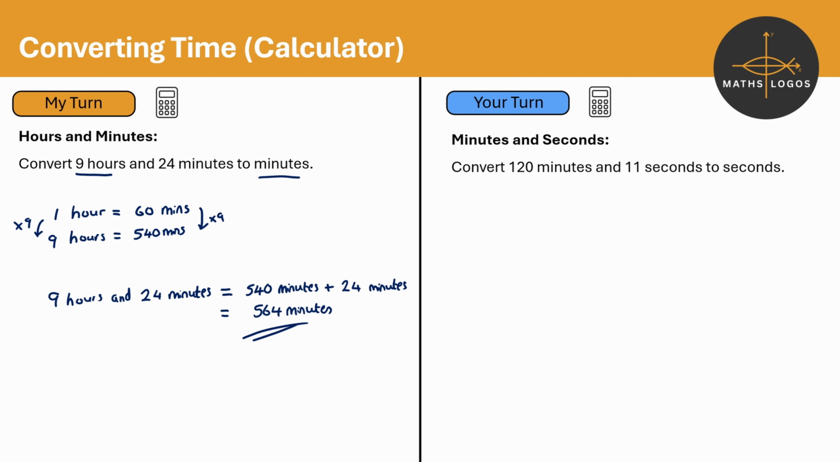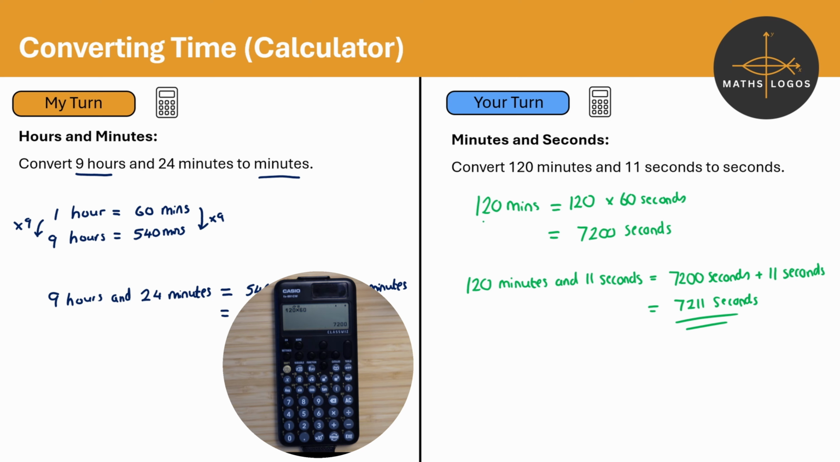To do it, you'll need to know that there are 60 seconds in 1 minute. So you should have converted your 120 minutes into 7,200 seconds by multiplying by 60. And then you should have done 7,200 add 11 to give you a final answer of 7,211 seconds.